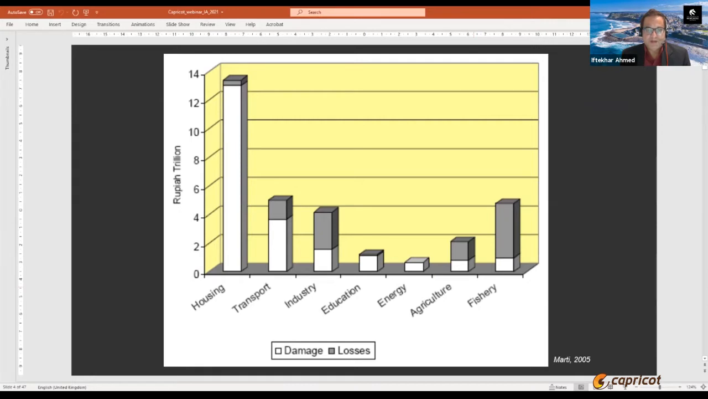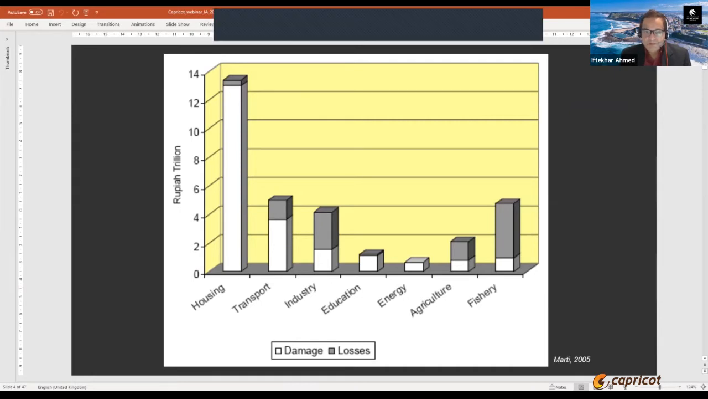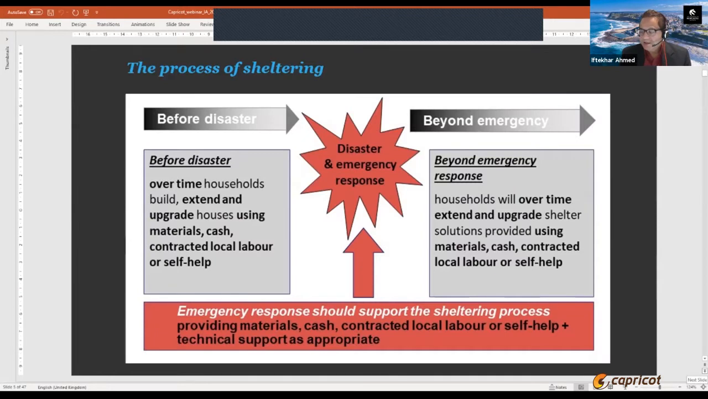It's so vivid. It's portrayed by the media, often sensationalized, but it is really a serious area. So that is what it is. And just to look at this process of how people actually shelter themselves.